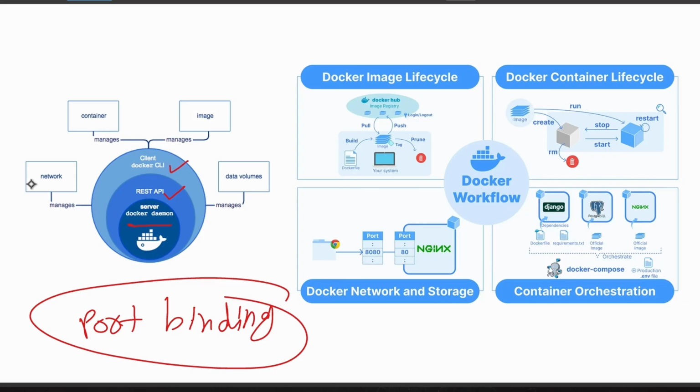After that, we can have Docker networks, Docker containers, Docker images, Docker volumes. We need to manage our Docker volumes by ourselves. Okay. So the Docker image lifecycle you can see over here. Docker container has some lifecycle. Docker network and storage over here, and Docker container orchestration. This container orchestration is managed with the help of K8s.